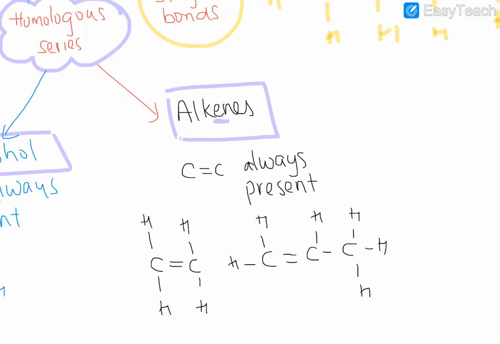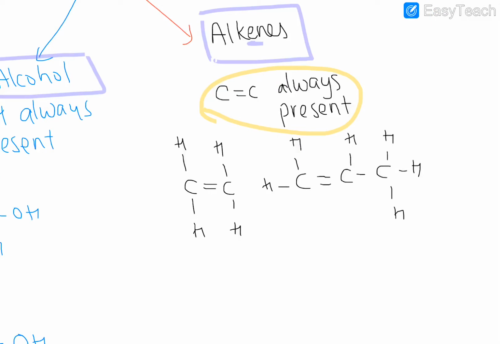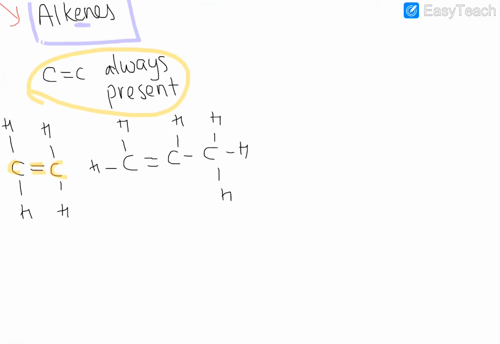In alkenes, however, there can be double bonds present. There will always be double bonds present. A C=C double bond is always going to be present in alkenes. So this is one example: C double bond C. Another example, you have this C double bond C, single bond with a C, and then filled everywhere with H.